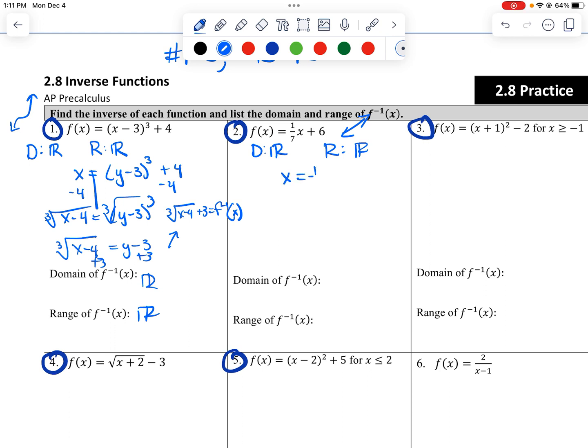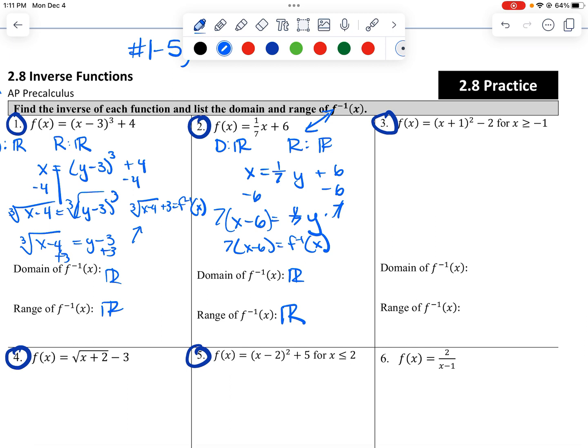So x equals 1/7 y plus 6. So I'll subtract 6, and then I'll multiply by 7. So we have 7 times (x minus 6) is our inverse. And again, if we flip-flop them, these are just all reals again.